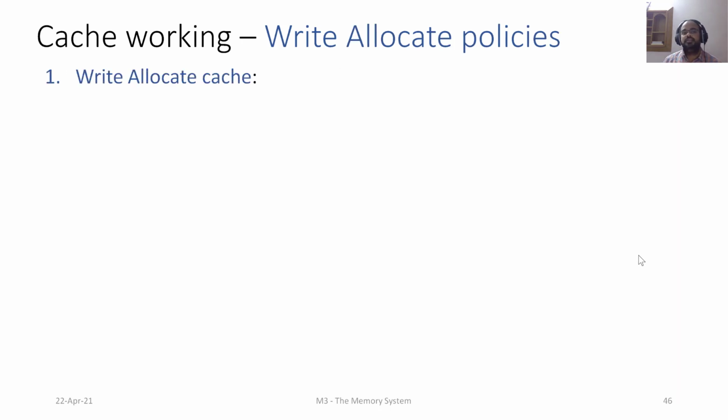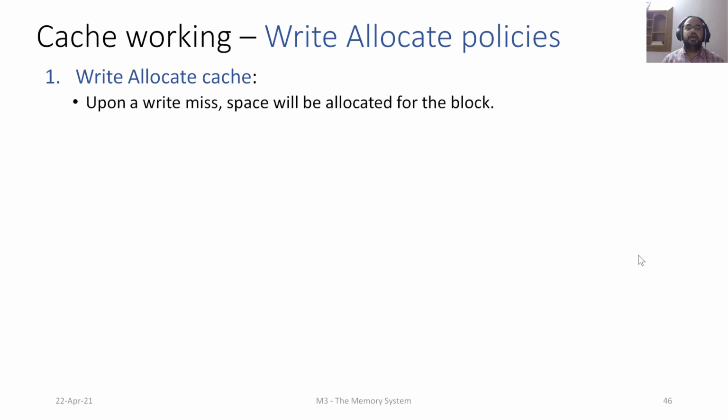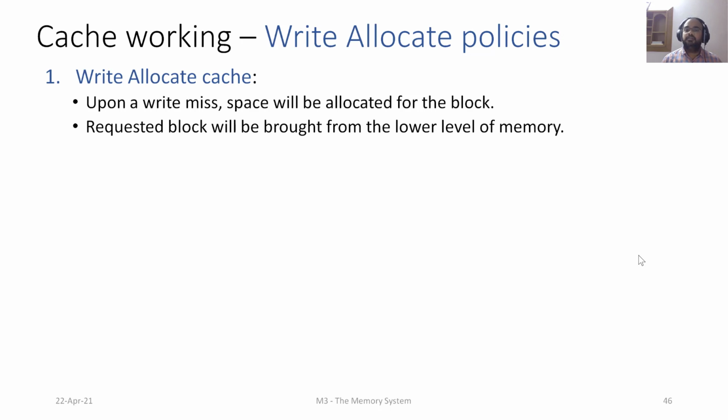Coming to the write allocate policies, like I already mentioned, these come into the picture when the write request is a miss in the cache. Now the question is whether I need to allocate space for this write in the cache or not. In the write allocate cache, as the name says, upon a write miss, a space will be allotted for the block. What it means is the requested block will be brought from the lower level of memory, written in its allotted place. Upon that, the current write request will be written.